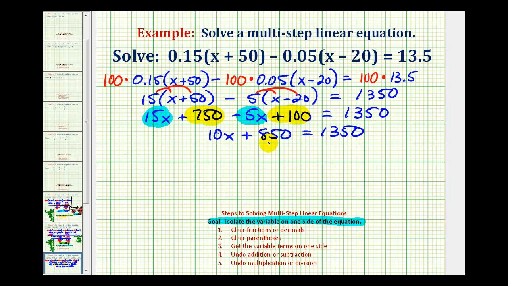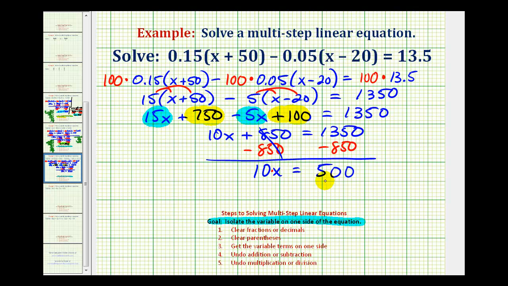And now finally we have a basic two-step equation. We need to undo this addition and undo this multiplication. So we want to subtract first, minus 850 on both sides of the equation here. This would be 0, that's why we did that. Now we have 10x equals, here we'd have 0, 0, and 5, or 500.